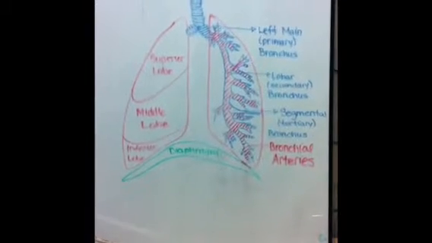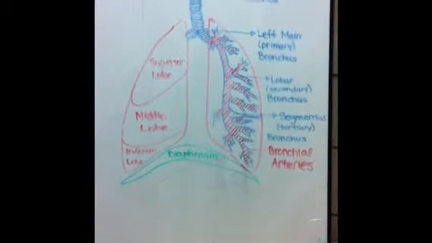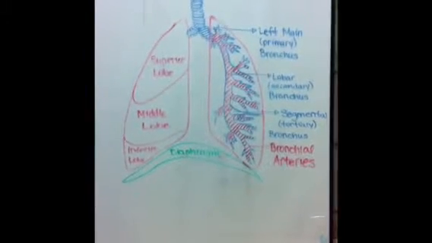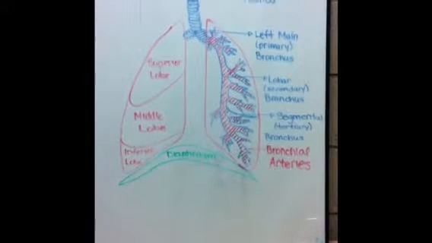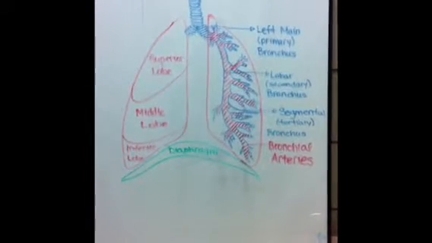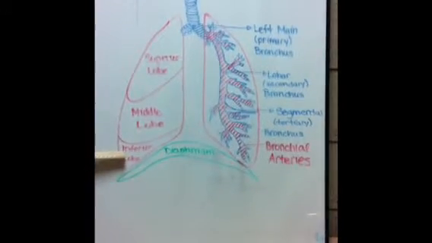This is when oxygen diffuses from the lungs to the blood and carbon dioxide diffuses from the blood to the lungs. The main function of the lungs is to house the respiratory passages. The lungs are divided into three lobes: the superior lobe, middle lobe, and inferior lobe.